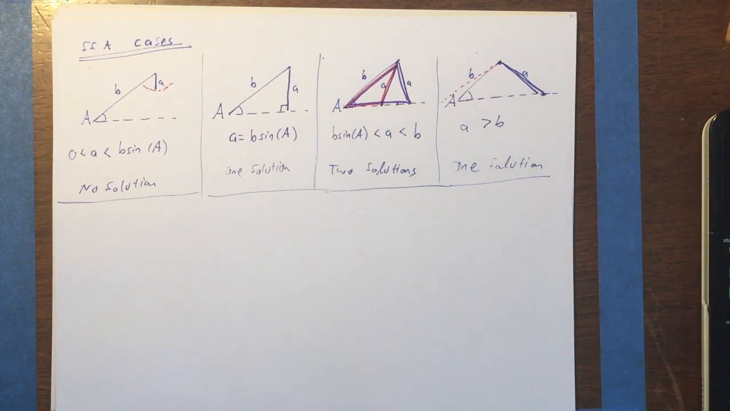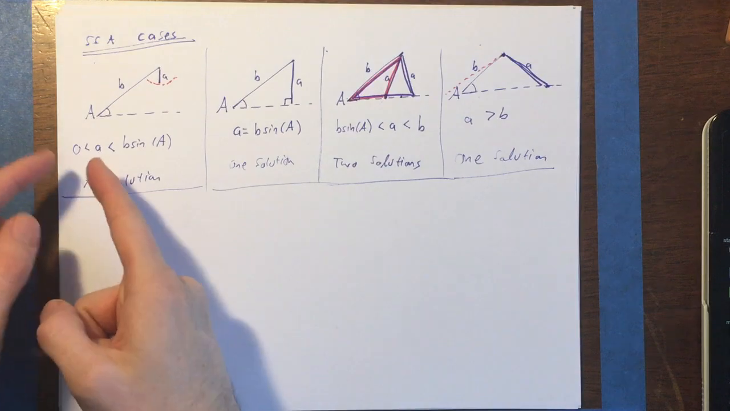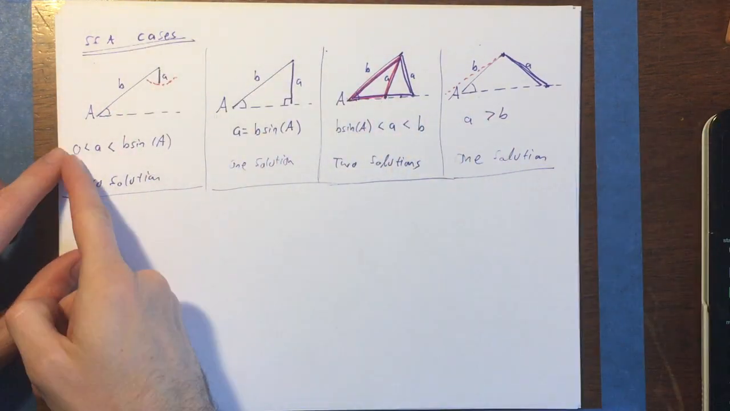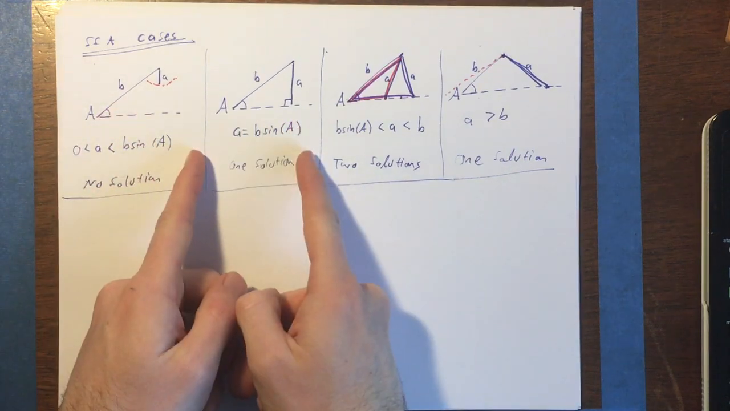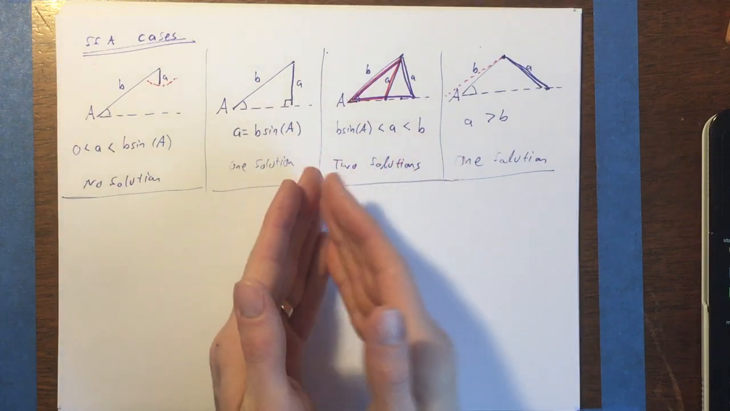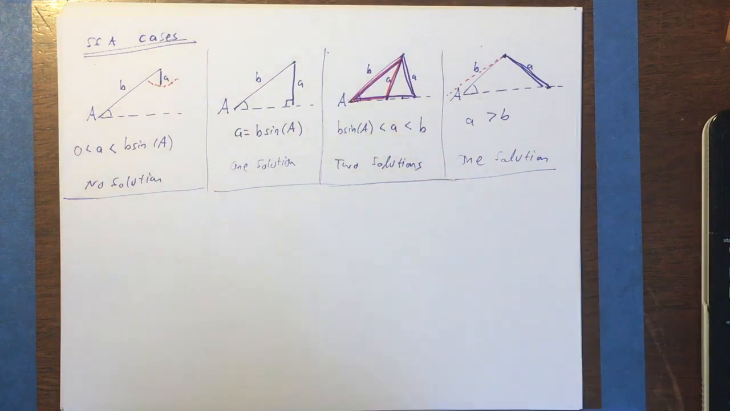So there we go. This gives us a sort of spectrum of different possible cases. As we take the length of side A and make it bigger, there's going to be this realm where there's no solution, and then there's going to be one exact value where there's one solution. Then we're going to have a period of time here where we have two solutions, and then once it gets too big, we're back down to only one solution again.